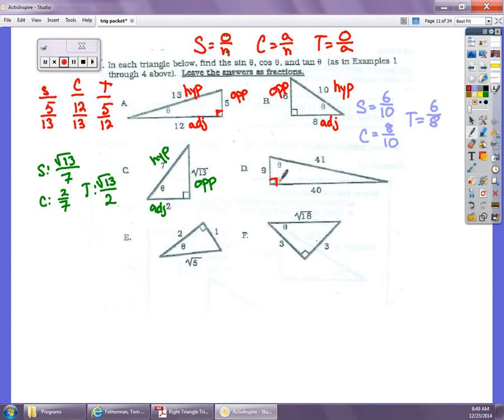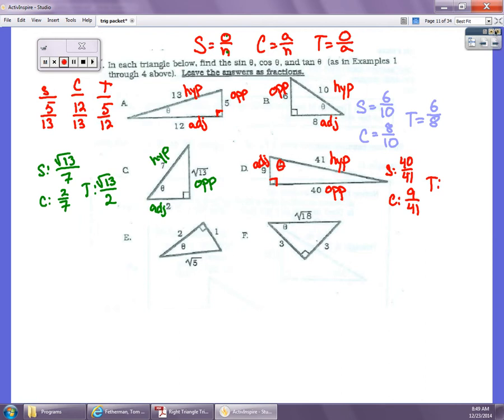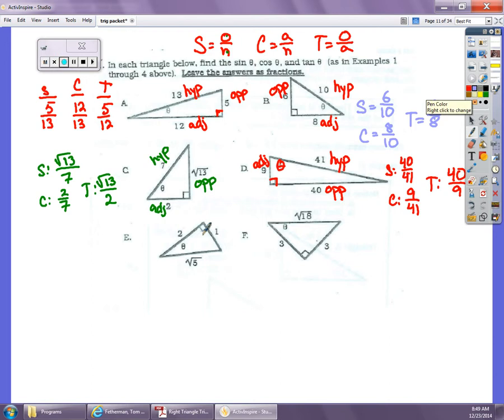So we have here hypotenuse. Here's my angle, so this is adjacent. This is across from the angle, so this is opposite. So my sine is going to be opposite over hypotenuse, which is 40 over 41. Cosine is going to be adjacent, which is 9 over 41. And tangent is opposite over adjacent, which is 40 over 9. And to move on, we'll do these last two real quick.